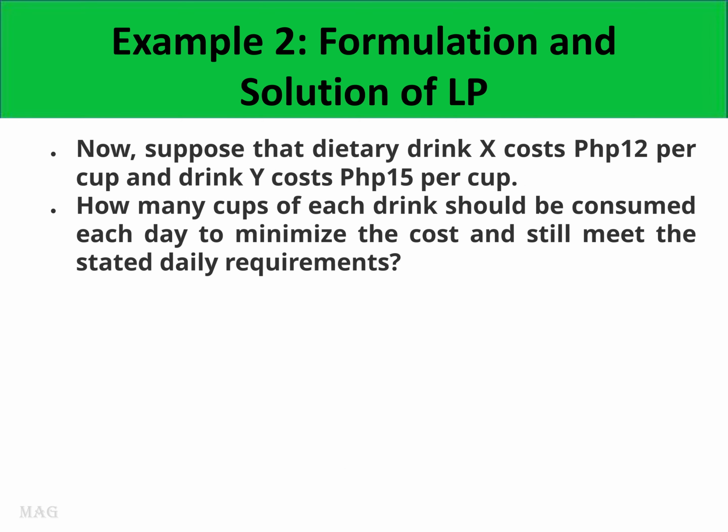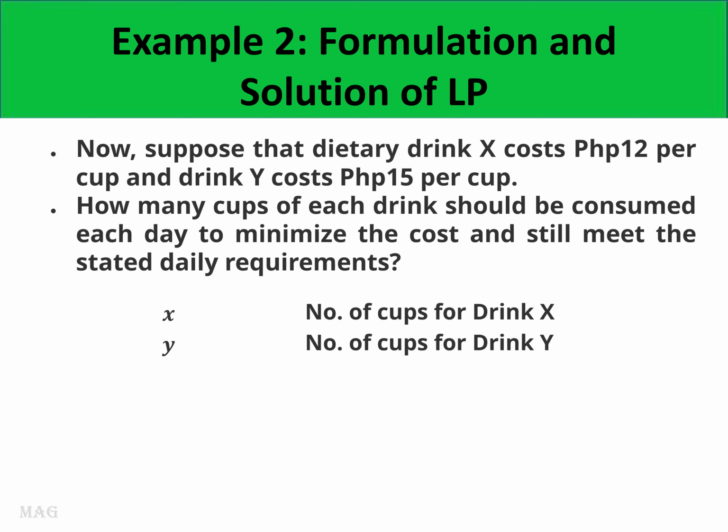Again, to solve the problem, let us formulate the linear programming problem. Let us let X be the number of cups for drink X and Y be the number of cups for drink Y. Now, for the objective, we minimize the total cost. And this total cost is represented by Z, and it is computed using the formula 12 pesos times X plus 15 pesos times Y.